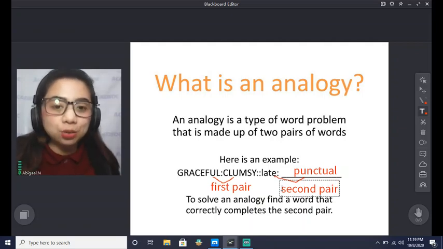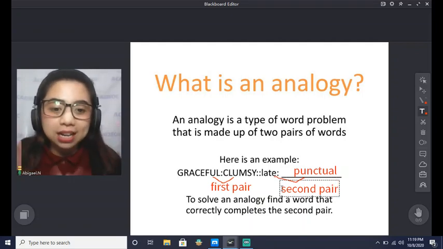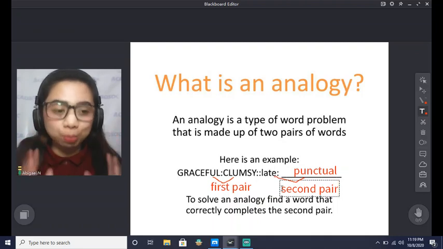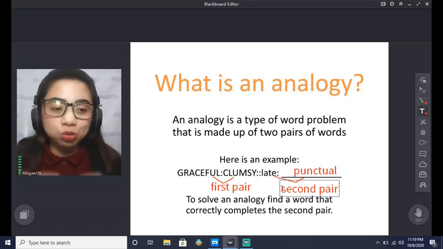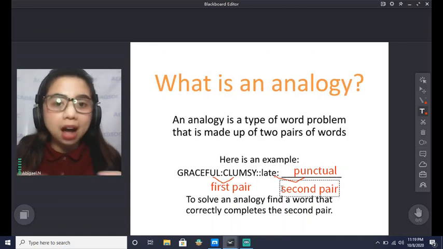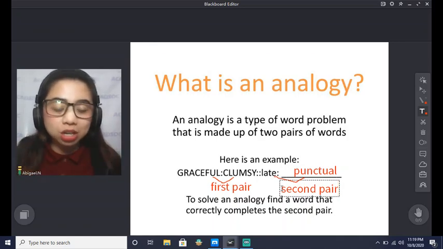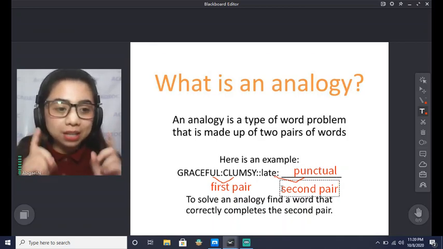So that's an analogy. It is composed of two pairs of words. It shows word relationships, how words are connected to each other. Let's find out more about the different types of analogy.